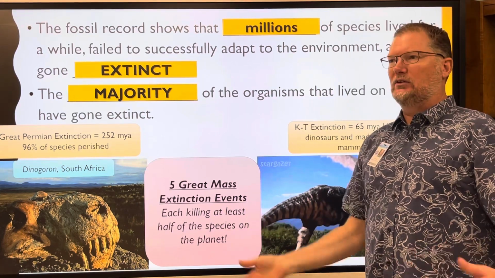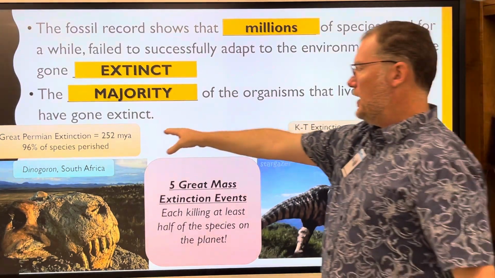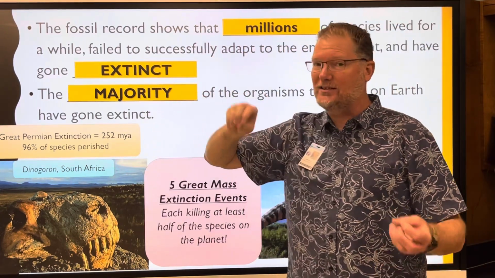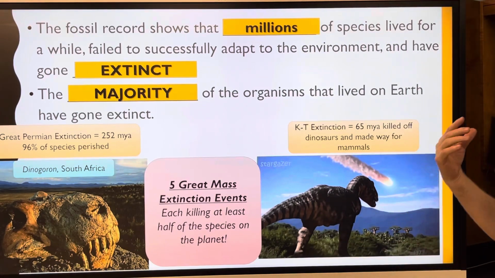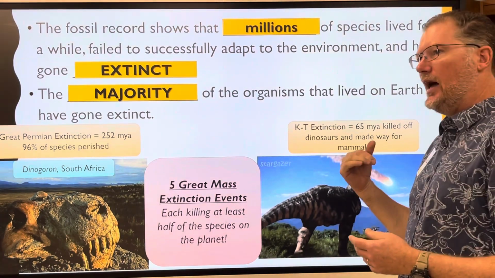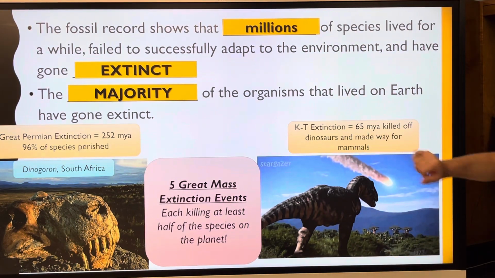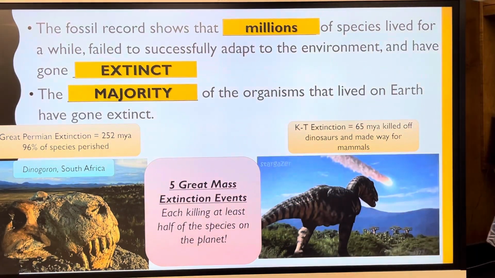Like 99% of the organisms that ever lived on the planet are now extinct. That's just amazing. There was a great Permian extinction 252 million years ago, 250 million years ago. 96% of the species died off. For some reason, something happened in the environment that did that. The KT extinction, that was the one we were just talking about, where the meteor or comet hit, killed off the dinosaurs and made way for the mammals. There were 5 great mass extinction events, killing at least half of the species on the planet. It's just amazing.